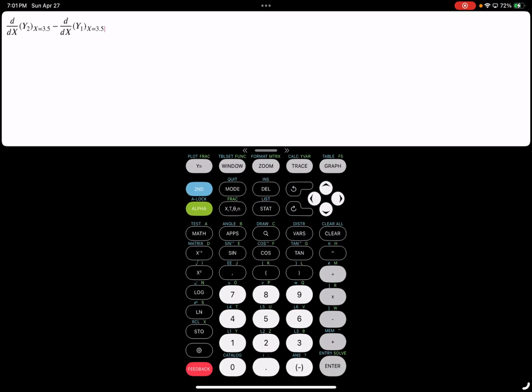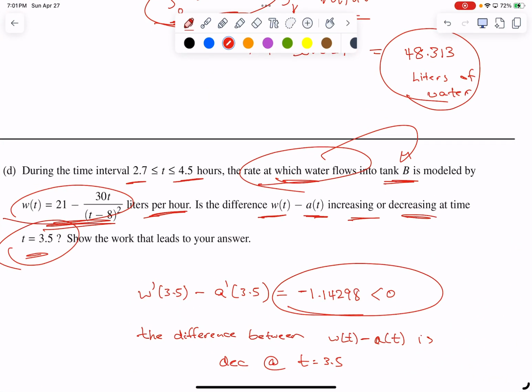Did you subtract it the right way? Did you go ddx of y2 at 3.5 minus ddx of y1 at 3.5? And then you might have typed the equation in wrong for W of t. Did you go 21 minus alpha x? There it is. That's all the spot.